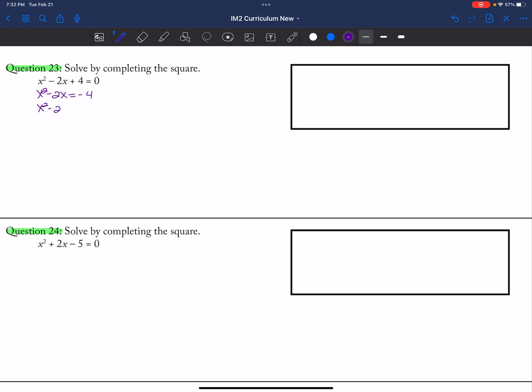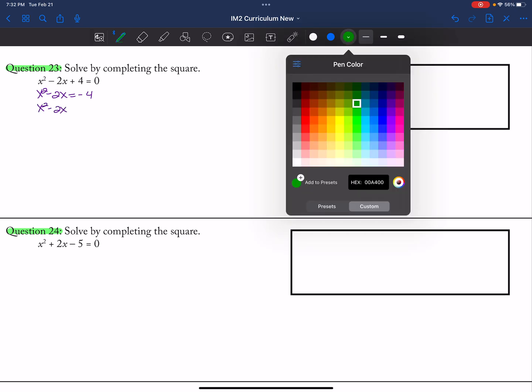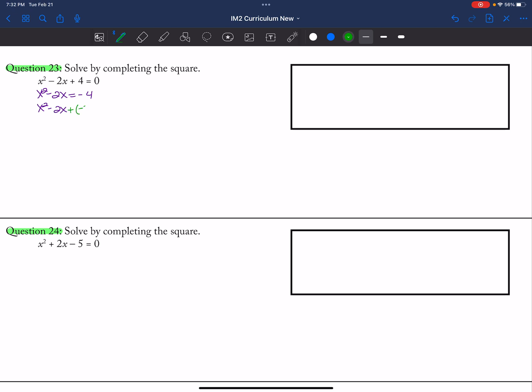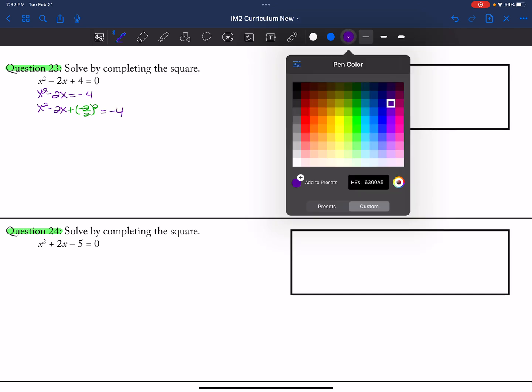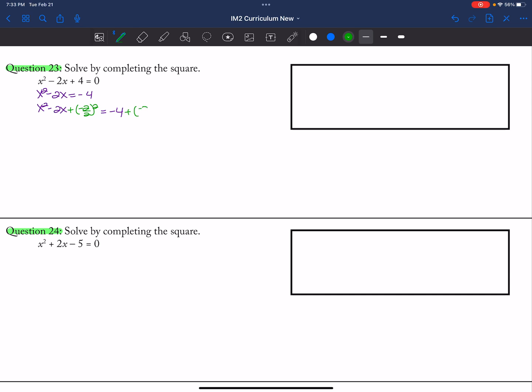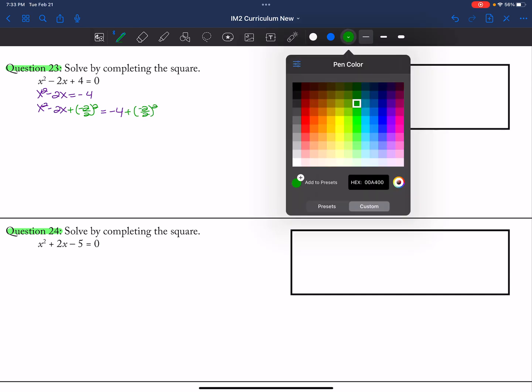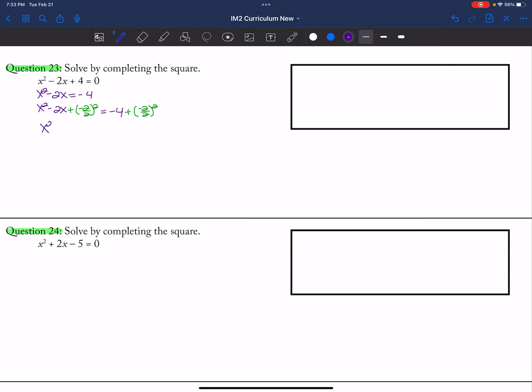So now, again, x squared minus 2x is equal to negative 4. So x squared minus 2x, plus negative 2 over 2, the quantity squared, is equal to negative 4 plus negative 2 over 2, the quantity squared. So I have x squared minus 2x plus 1 is equal to negative 4 plus 1. So this factors to x minus 1, the quantity squared. Again, my negative 2 on the top, my 1 on the bottom, so negative 1 and negative 1. So this is negative 3.